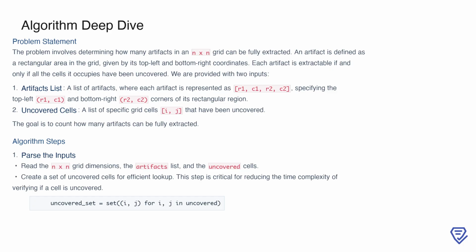We read the grid dimensions, the artifact coordinates, and the uncovered cells. To optimize performance, we convert the list of uncovered cells into a set. This allows us to perform quick membership checks to verify if a cell is uncovered. For example, in Python, we can construct the set like this: uncovered_set = set((i, j) for i, j in uncovered). This ensures that verifying a cell's presence in the uncovered set takes constant time, which is critical for the efficiency of the upcoming steps.